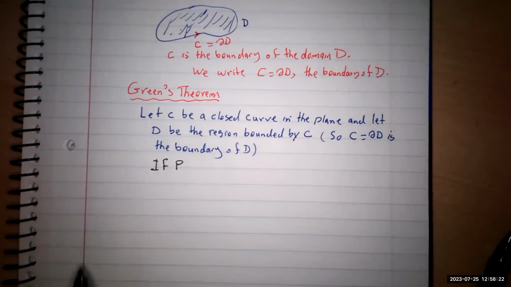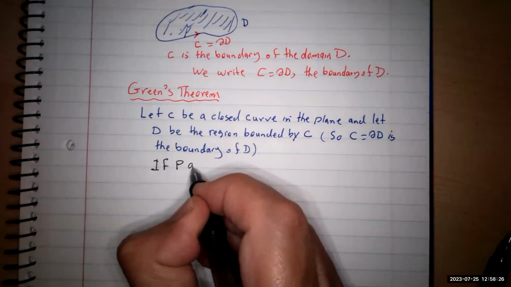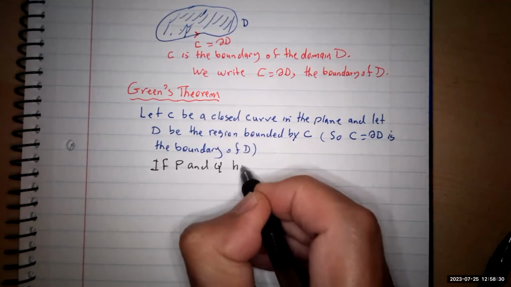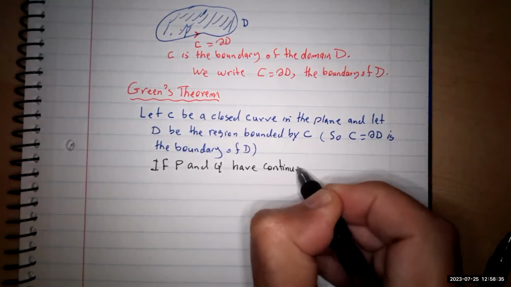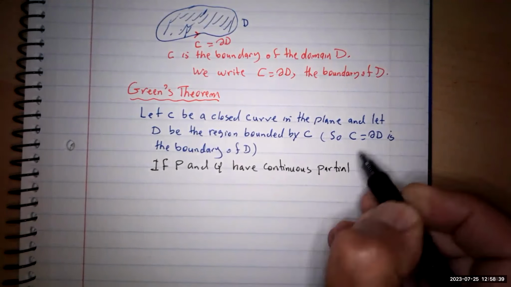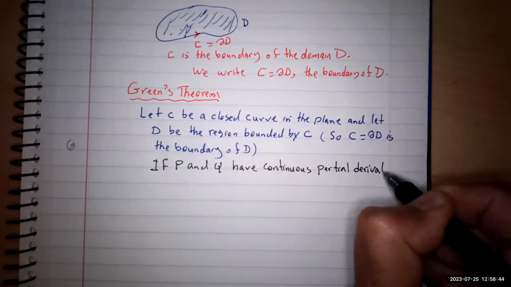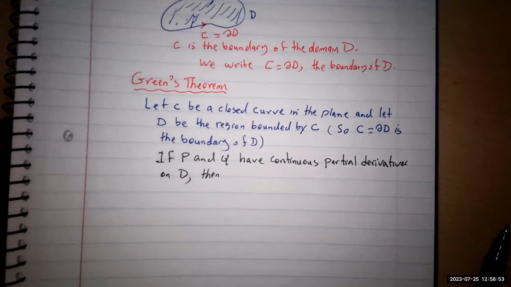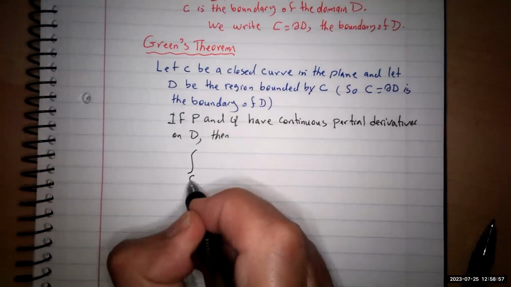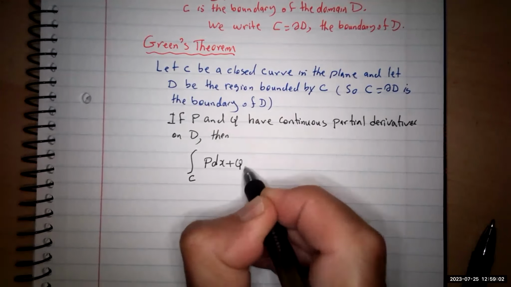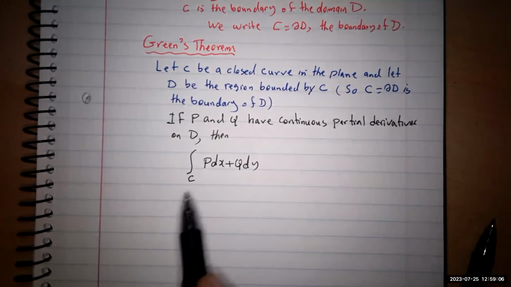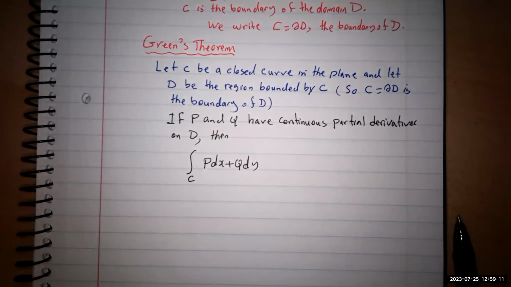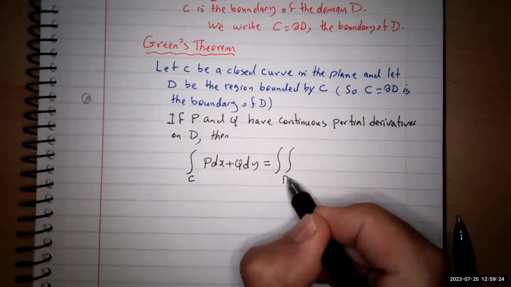If P and Q, they are functions of two variables, have continuous partial derivatives on the domain D, then that's it. Look at the theorem now. If you want to find the line integral of the function P dx plus Q dy, of course you can do it directly. You parameterize this C and you'll be able to do it. But Green's theorem will tell you that you can change this into a double integral. This is a connection between the line integral and the double integral on the domain D.